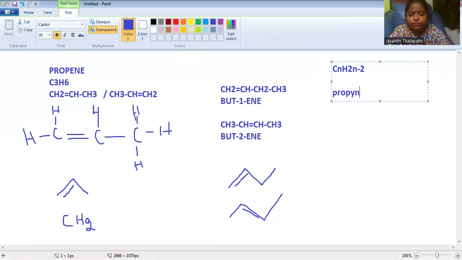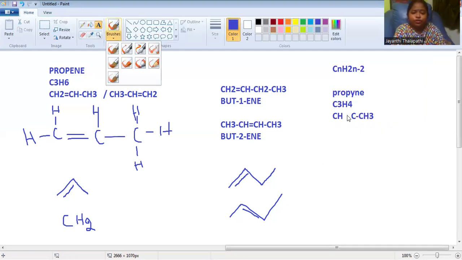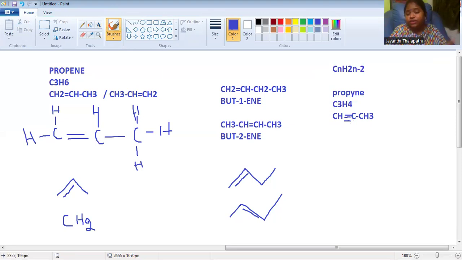Let's take propyne itself. What is the molecular formula? C3H4. How to show the structural formula here? CH triple bond C single bond CH3. So why is there a triple bond over here? Because both the carbon atoms lose 2 hydrogen atoms each. So there is a triple bond over here.